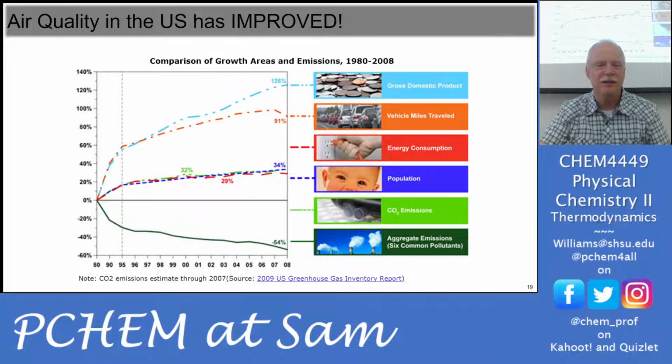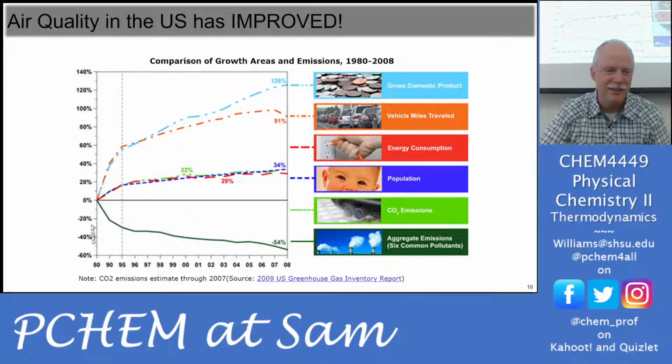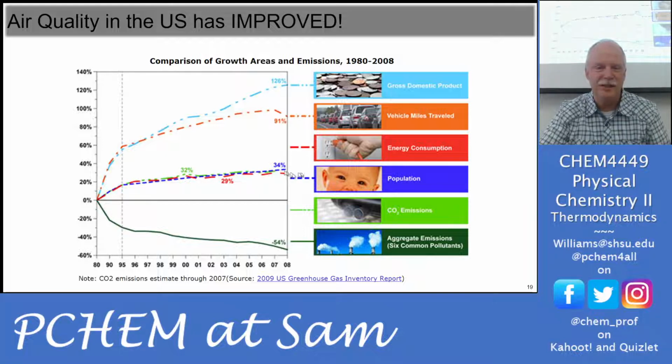And this is just a quick slide. We'll finish with this one. Notice the gross domestic product has increased 126% since 1980. Vehicle miles traveled, 91% increase. Population has grown 34%. And energy consumption really tracks with population growth. Okay. And CO2 emissions has tracked with population growth.